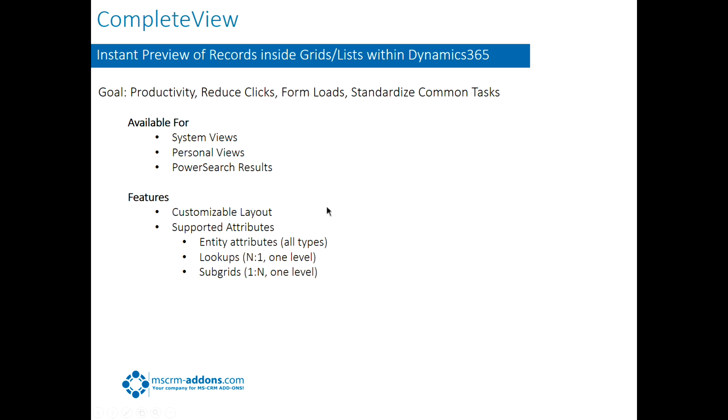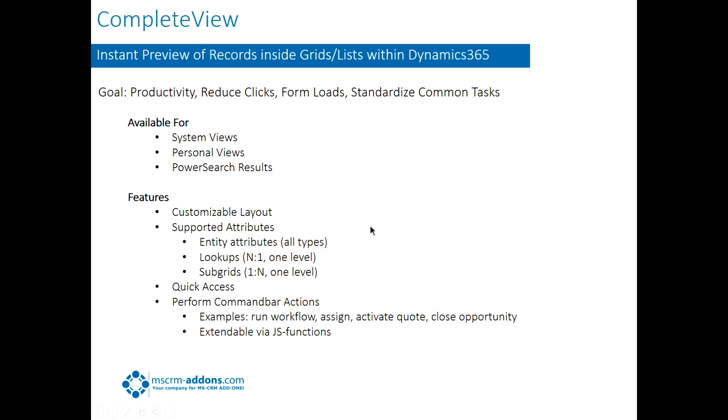The supported attributes are entity attributes, so all types. It'll do lookups as well, so many-to-one, but the only limitation is that it's just one level. Subgrids, the one-to-many relationship, are also supported at one level. It gives you quick access to those records, so you can go through the list and quickly look at all these different records via this customizable layout in the preview.